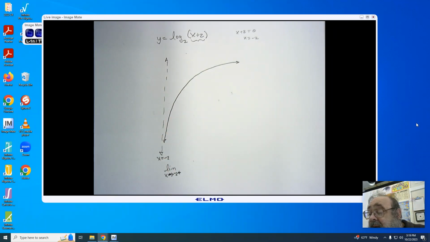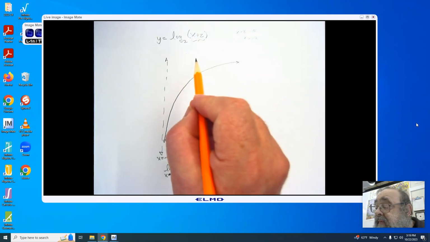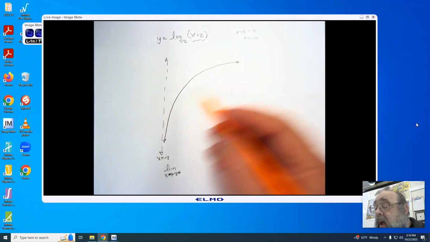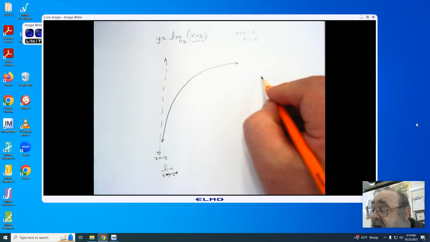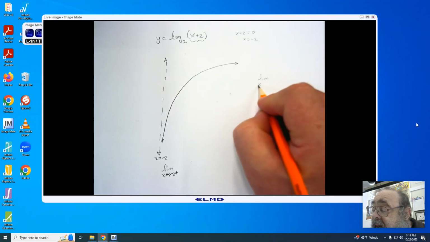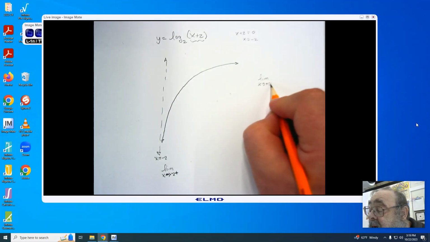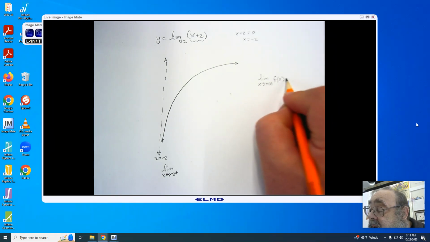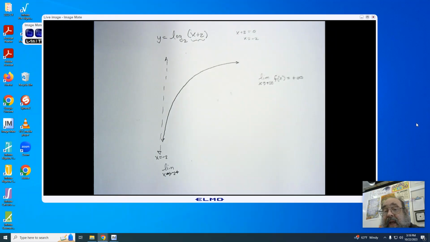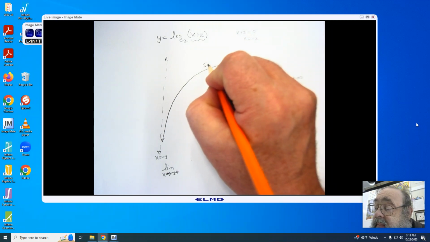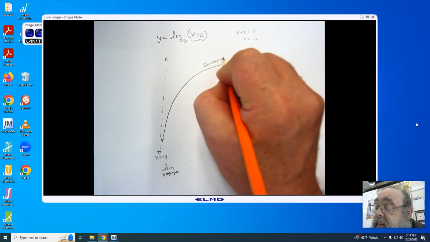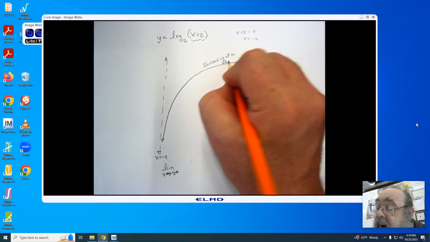Now, this is a special curve. This curve is called increasing at a decreasing rate. The decreasing rate is because it's approaching a flat horizontal. Keep in mind that it does increase infinitely, even though it gets flatter and flatter. So the limit as x approaches positive infinity for this function f of x is positive infinity. Once again, it's increasing at a decreasing rate. I'm going to write that down. Increasing at a decreasing rate.